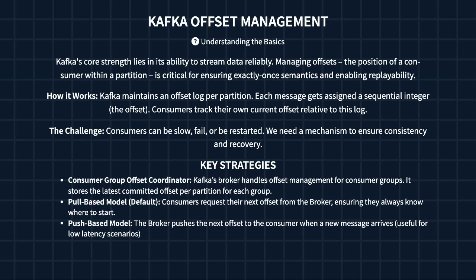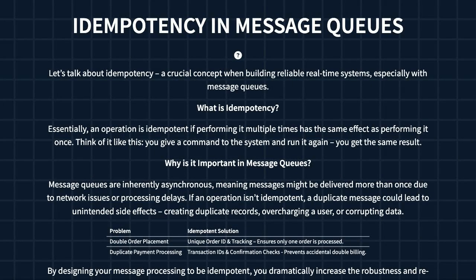It's an important detail for ensuring your data is processed reliably and consistently. Okay, so let's dive into idempotency. It's a really important idea when we're talking about building reliable systems with message queues. Basically, an operation is idempotent if doing it again and again gives you the same outcome as doing it just once. Think of it like sending the same instruction to a computer twice. It should still do what it was supposed to do.